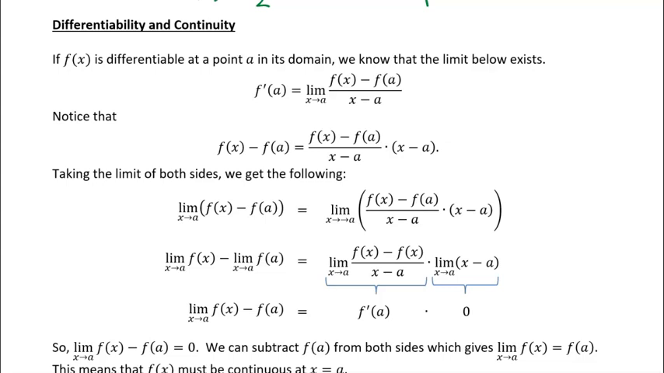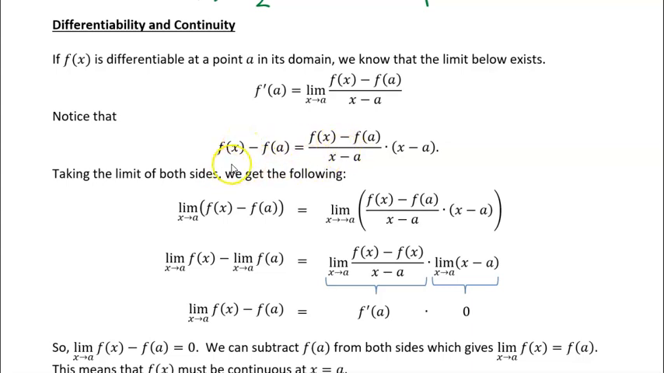All right, the next thing we're going to look at is what differentiability implies about continuity. So if f(x) is differentiable at a point a in its domain, then we know that this limit exists: f prime of a is equal to the limit of (f(x) minus f(a)) over (x minus a). That's just the definition of the derivative at a. And if it's differentiable, then that limit exists.